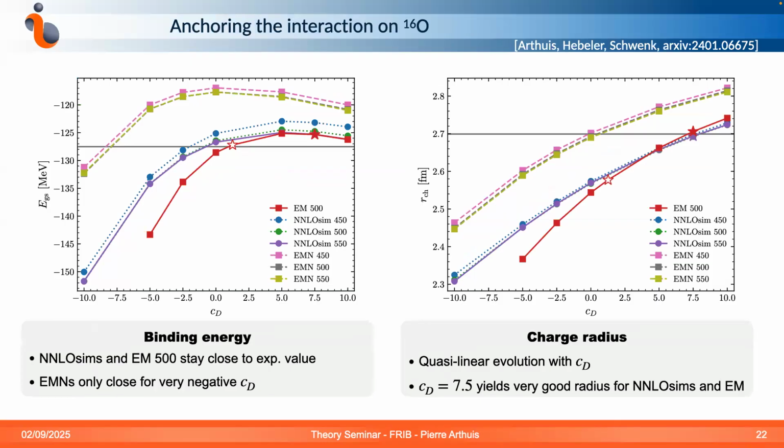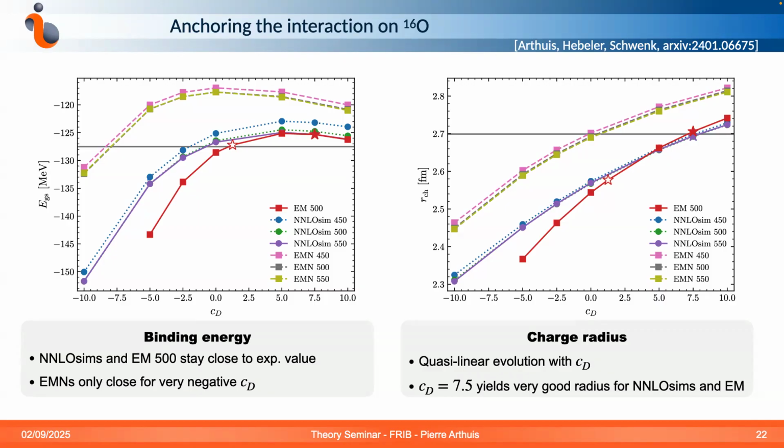So here you have, for oxygen-16, the ground state energy and the charge radius for the 1.8/2.0 interaction for different values of CD, and so implicitly for the associated values of CE I showed you on the previous slide. You see that for the binding energies, the EMNs tend to stay a bit away from the experimental value. They work only at very negative CD values, while for the N2LO sat and the 500, we stay close to the ground state energy in all of the positive domain. This empty star here corresponds to the old 1.8/2.0 EM interaction value.